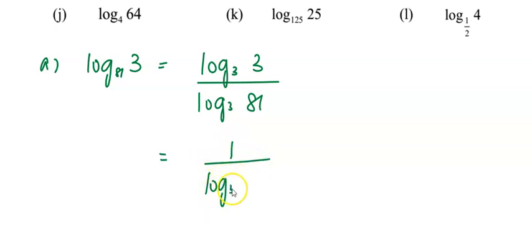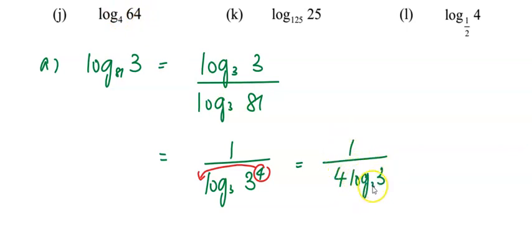We can always convert 81 into 3 to the power of 4, so we can apply the rules of log here. Move the 4 to the front and we get 4 log 3 to the base of 3, where log 3 to the base of 3 equals 1. So finally we have 1 over 4.